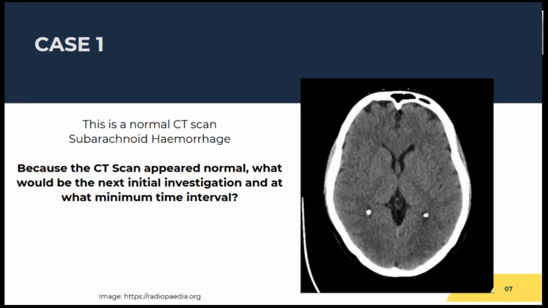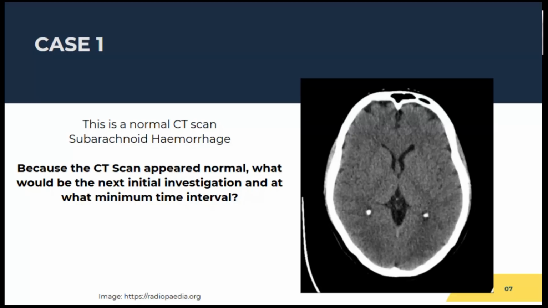So because the CT scan is normal, can someone state on the chat or with your mic what the next initial investigation would be and what's the minimum time interval you'd want to do this investigation?